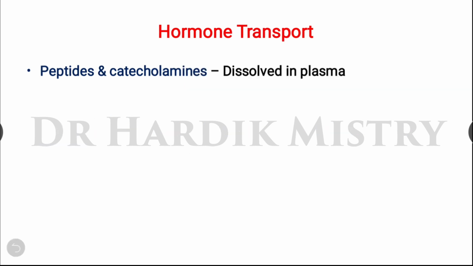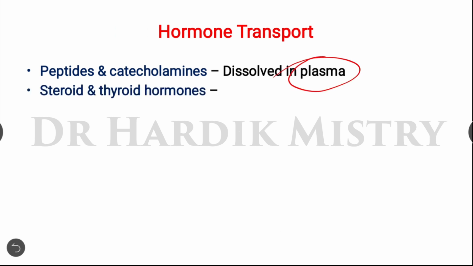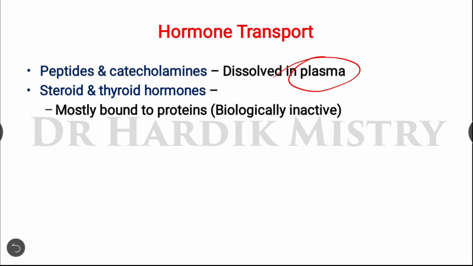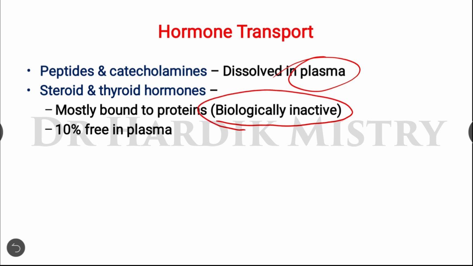Now the hormone transport. Peptides and catecholamines are dissolved in the plasma. Steroid and thyroid hormones are mostly bound to proteins, and they are biologically inactive once bound to the protein. Only about 10% is free in the plasma. When thyroid and steroid hormones bind to the protein, they are not active. But when they are circulating freely in the plasma, they are active.